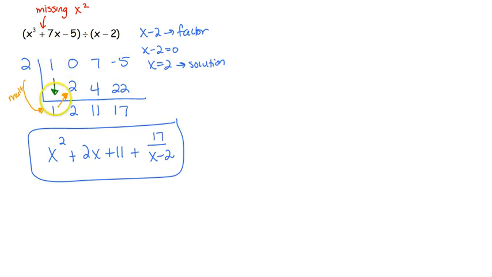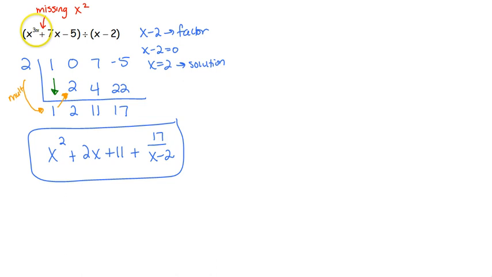We bring down the first term, which is a 1. 2 times 1 gives us 2. Long division, we subtract. In synthetic division, we just combine the numbers together. So 0 plus 2 is 2. 2 times 2 is 4. 7 plus 4 is 11. 2 times 11 is 22. A negative 5 plus 22 is a positive 17.